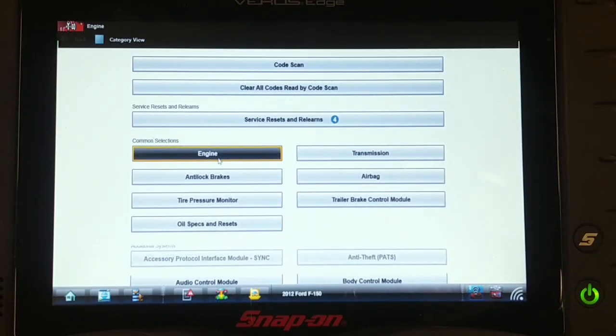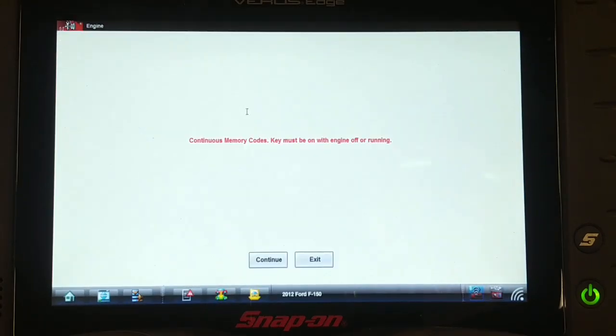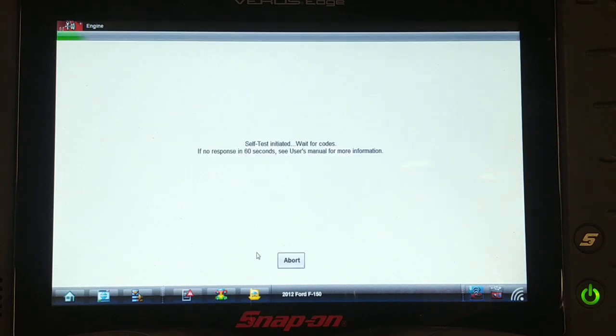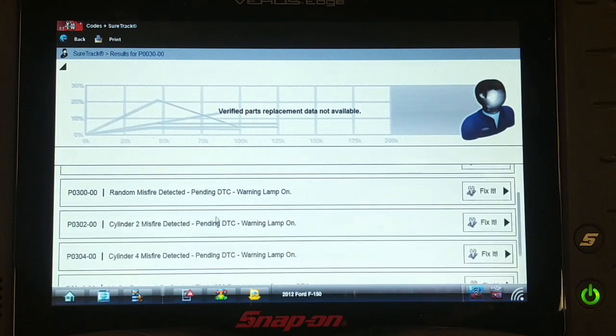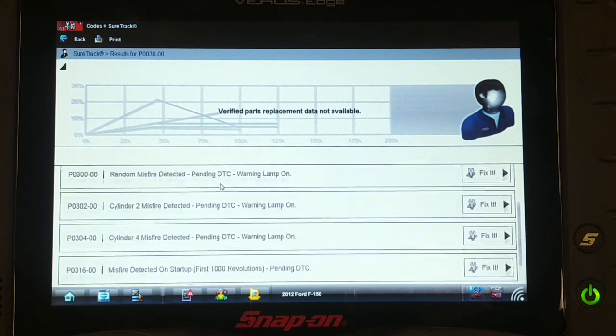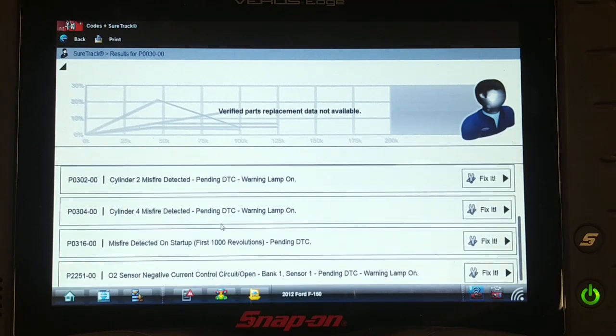And I'm just going to go straight into the engine instead of doing a network scan here and just see what codes it's got. Memory codes. Heater circuit on the oxygen sensor, random misfire detected, cylinder 2 misfire detected, cylinder 4 misfire detected, misfire detected on startup, and O2 sensor negative current output circuit bank 1.